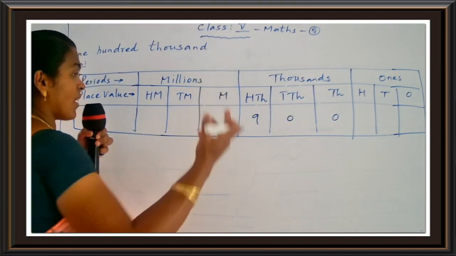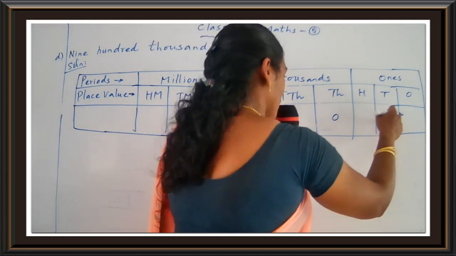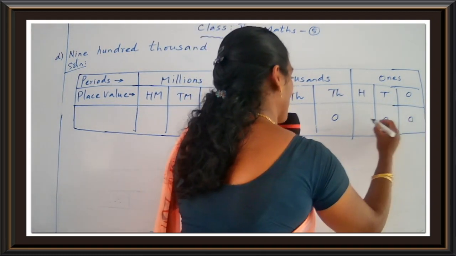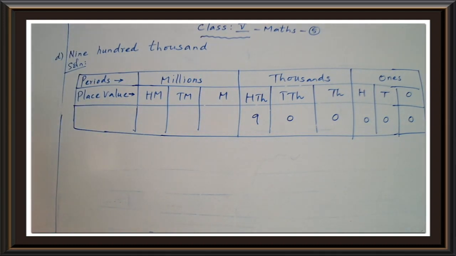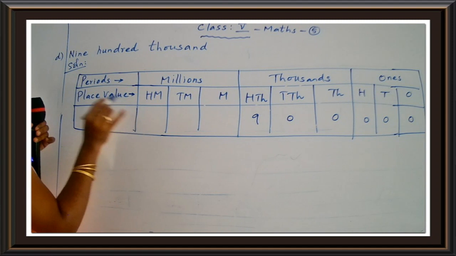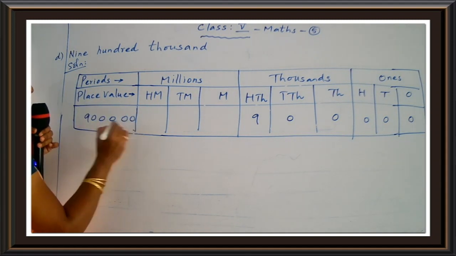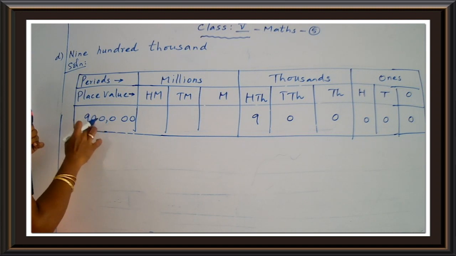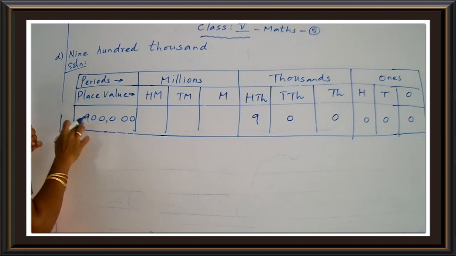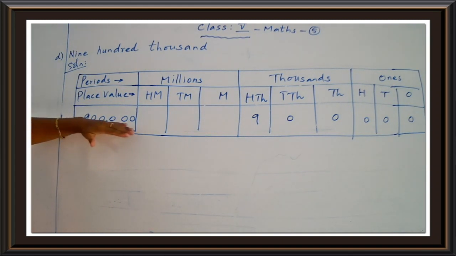Ones is not given, but ones is there. What? 1,000. In all the places you have put 0, 0, 0. Okay, children? So your answer is 900,000. 1, 10, 100, 1,000, 10,000, 100,000. Millions period not there. So your answer is 900,000. Okay? Do you understand?